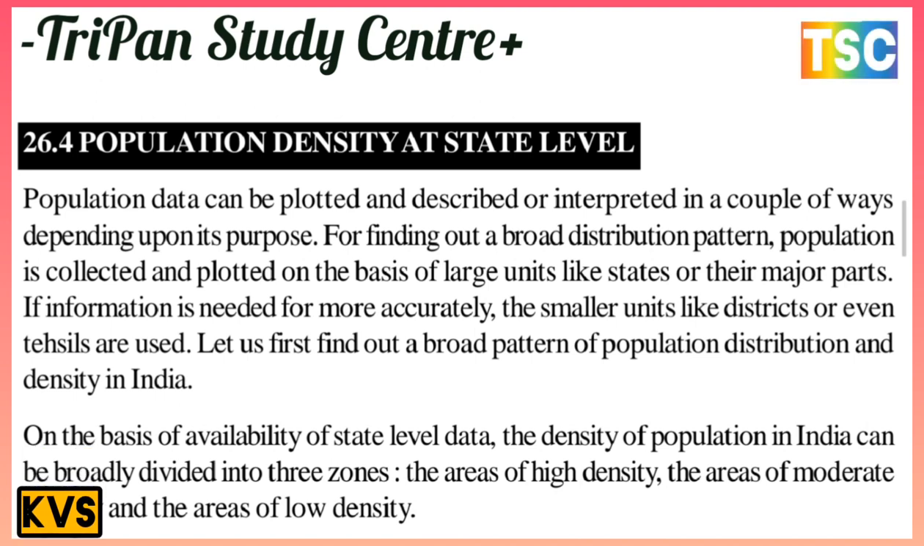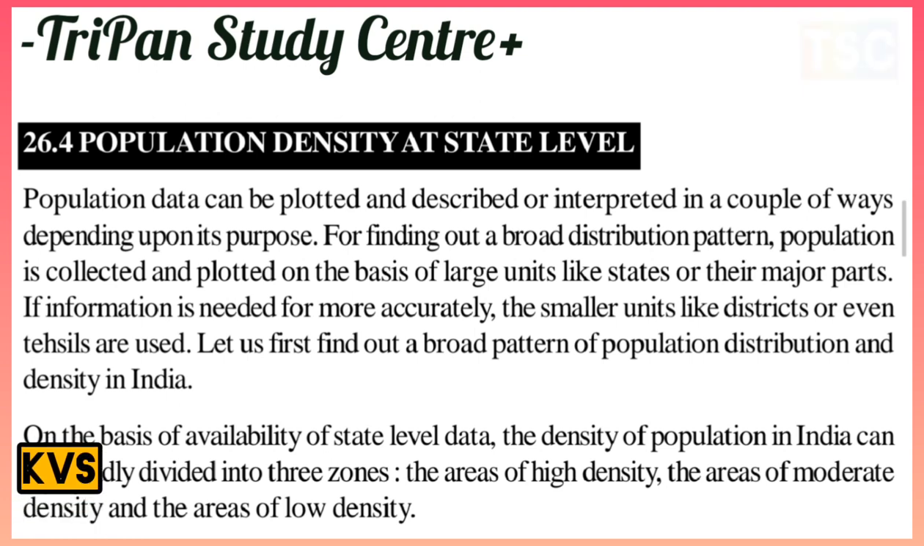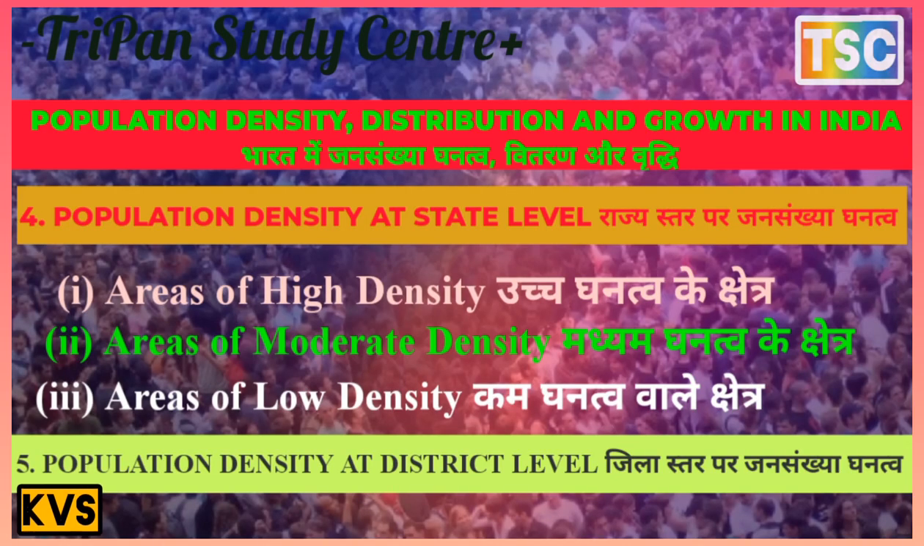On the basis of the availability of state-level data, the density of population in India can be broadly divided into three zones: the area of high density, the area of moderate density, and the area of low density. These are the three most important zones here. First of all comes the area of high density.